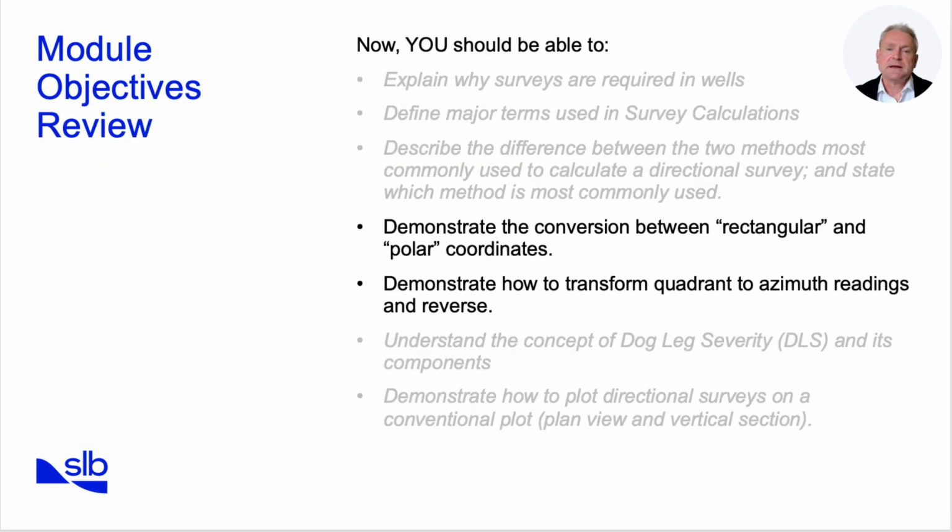Okay, let's recap. In this section, we worked through how to do conversions between rectangular and polar coordinates. We then worked through how to transform quadrant measurements into azimuth readings. In the next section, we will look at doglegs and demonstrate how to plot surveys.